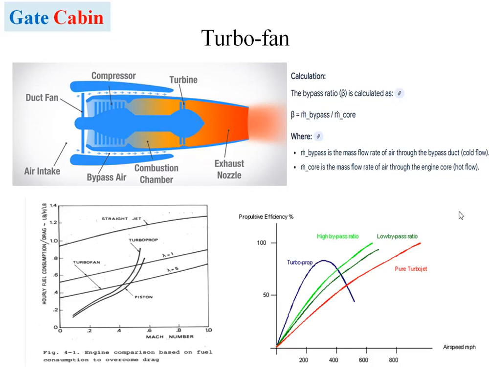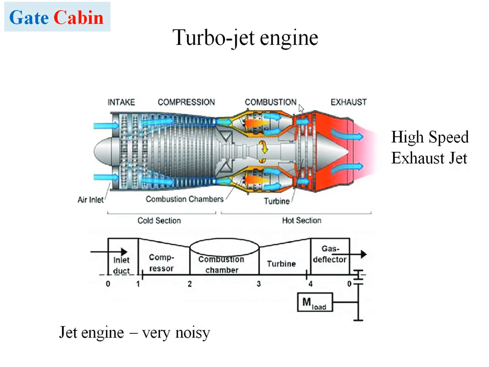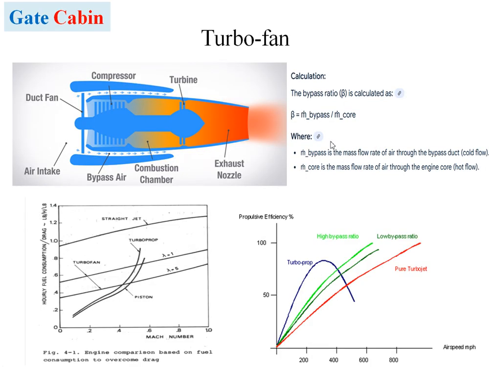So we'll be talking about the turbofan engine. Like we have already seen, the turbofan engine is different from the turbojet engine. The only additional part is the fan. Like the name suggests, this is also a jet engine. It will produce a high speed jet, which is a very important part of an aircraft engine.